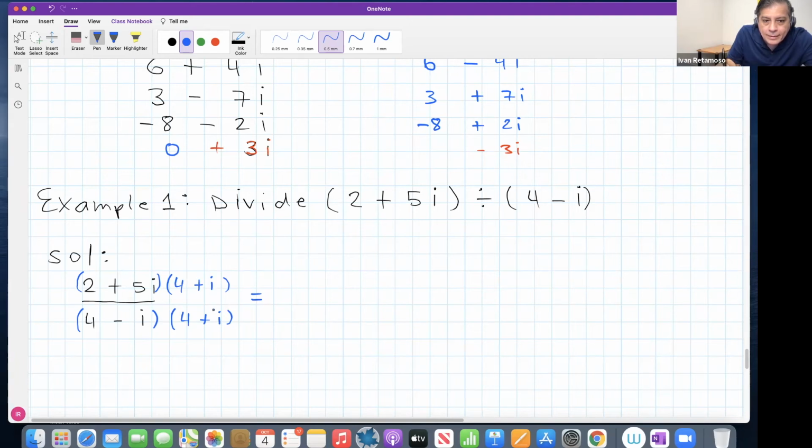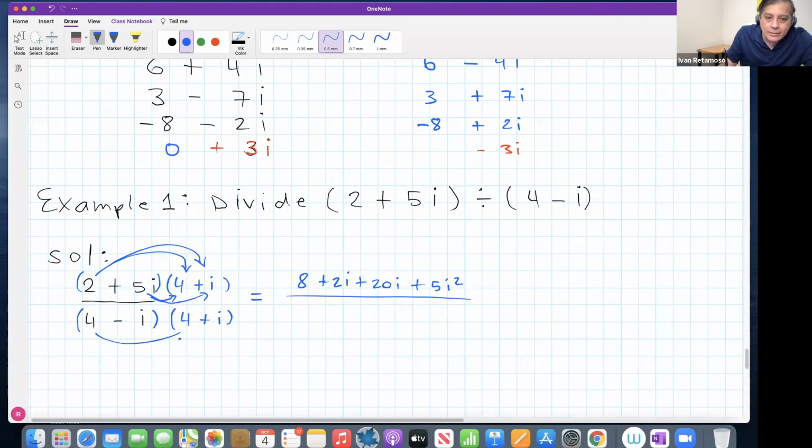Okay, so doing that, on the numerator, I'm going to have 2 times 4, 8, 2 times i, 2i, 5i times 4, 20i, 5i times i, plus 5i squared, right? On the denominator, something special is going to happen. 4 times 4, 16. 4 times i, 4i. Minus i times 4, minus 4i. Minus i times i, minus i squared, right?